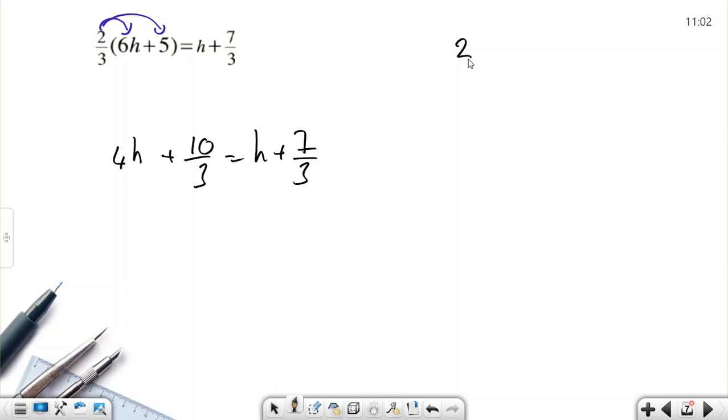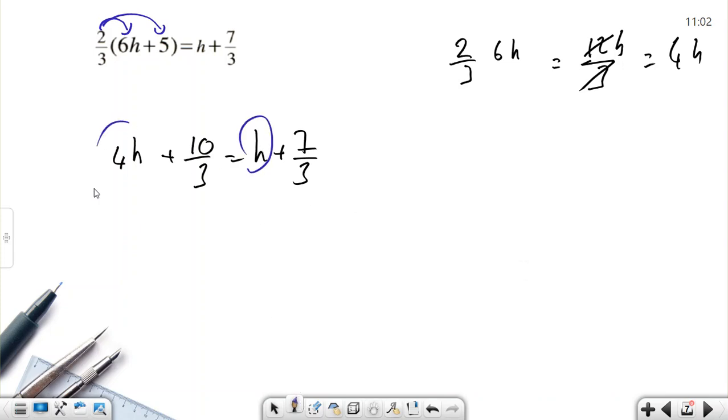You can ask me, teacher, how does 2 over 3 multiplied by 6h become 4h? Let's try. 2 times 6, 12h over 3. 12 divided by 3 is 4h. So 4h is okay. Now we have variables on both sides. Let's continue with that one.